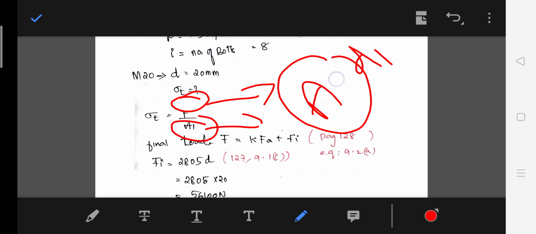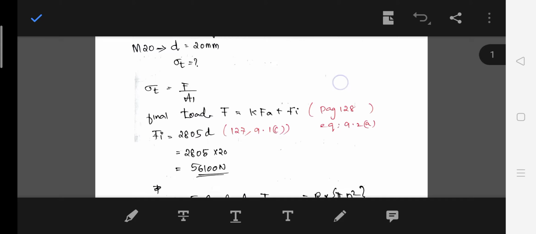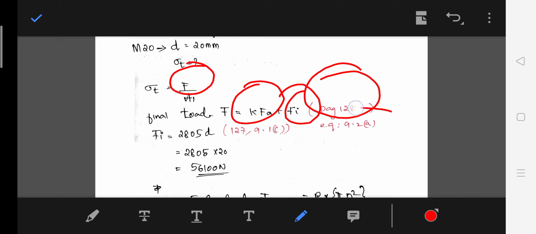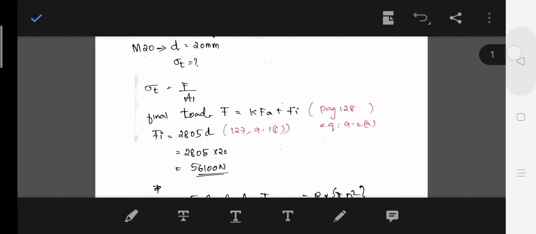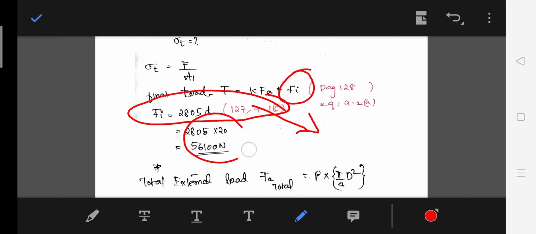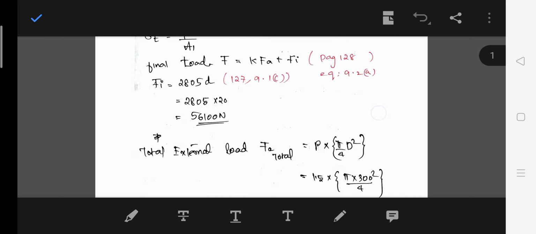So area is A1. F is equal to K Fa plus Fi. This can be obtained from page number 28, equation 9.2a. K is the gasket constant coefficient, Fa is the external force, and Fi is the initial tension. Fi is equal to 2805 d, equation 127. So we get Fi. Now we need to find the external load.